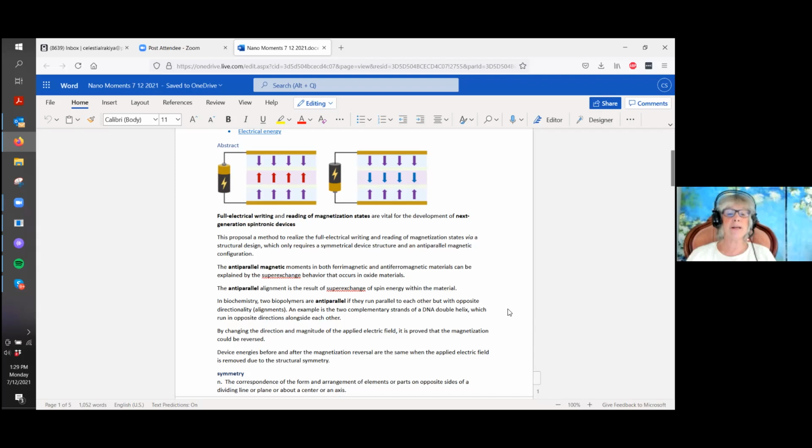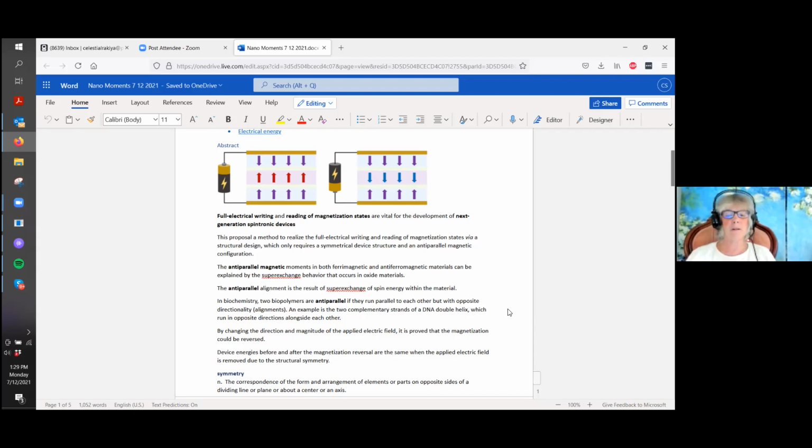And so they are trying to get a read and write system ready to put into your body and the readers outside the body so they can read what the surveillance that they're getting from inside your body. The proposed method to realize the full electrical writing and reading of magnetization states is via a structural design which only requires a symmetrical device structure and an anti-parallel magnetic configuration. So we're going to dive into these words. What in the world do they mean?